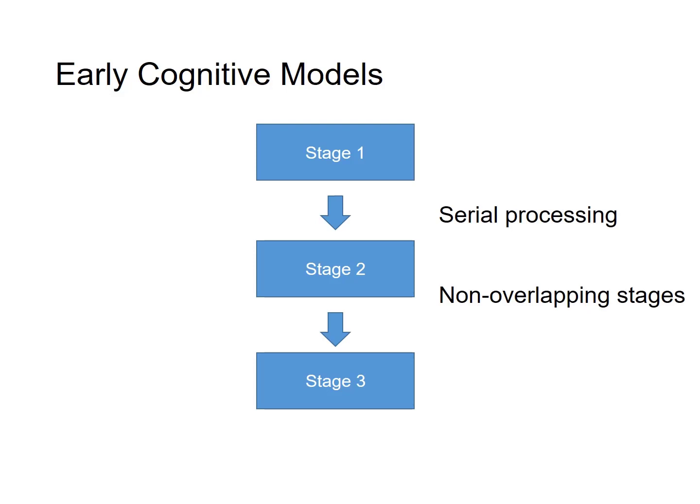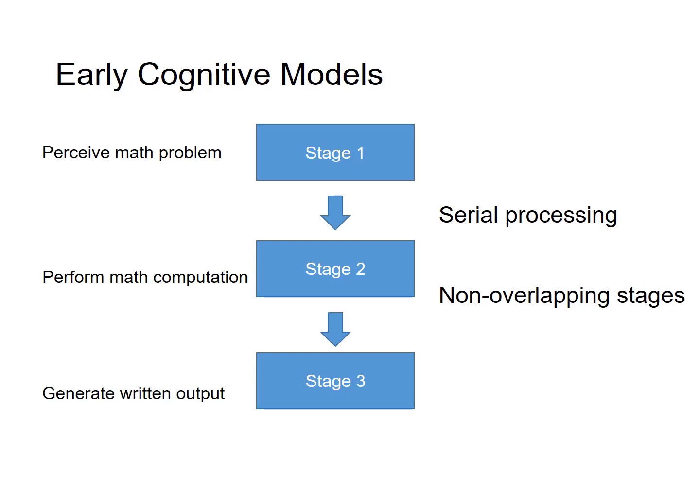Such models generally were viewed as serial processing models, one stage at a time, each with non-overlapping processing occurring. For example, stage 1 might be perceiving a math problem, 5 plus 4, and stage 2 would be computing that math problem, 5 plus 4 equals 9. And then the last stage would be generating the written output of the answer, 5 plus 4 equals 9.